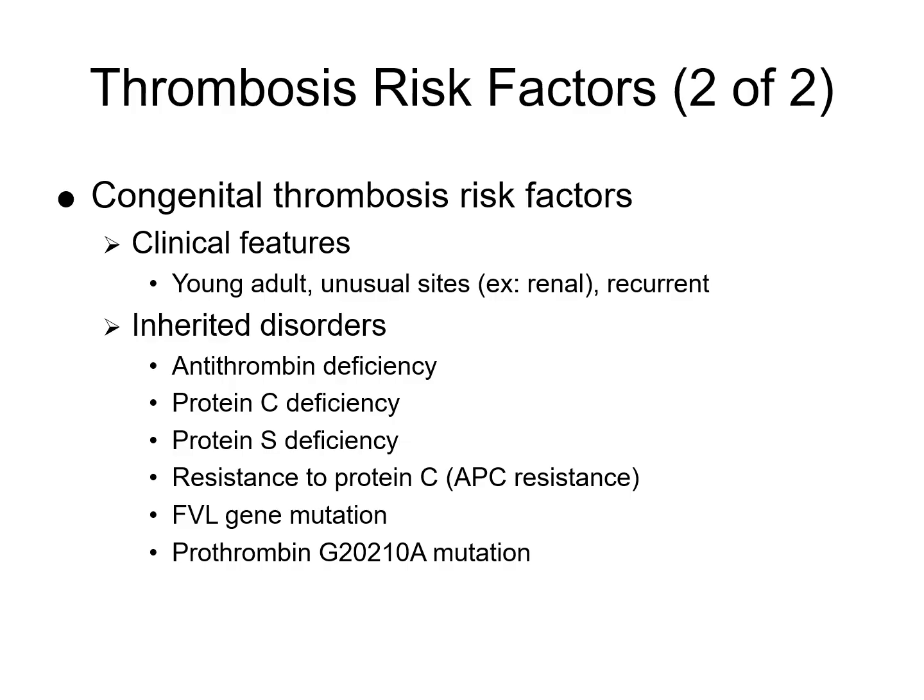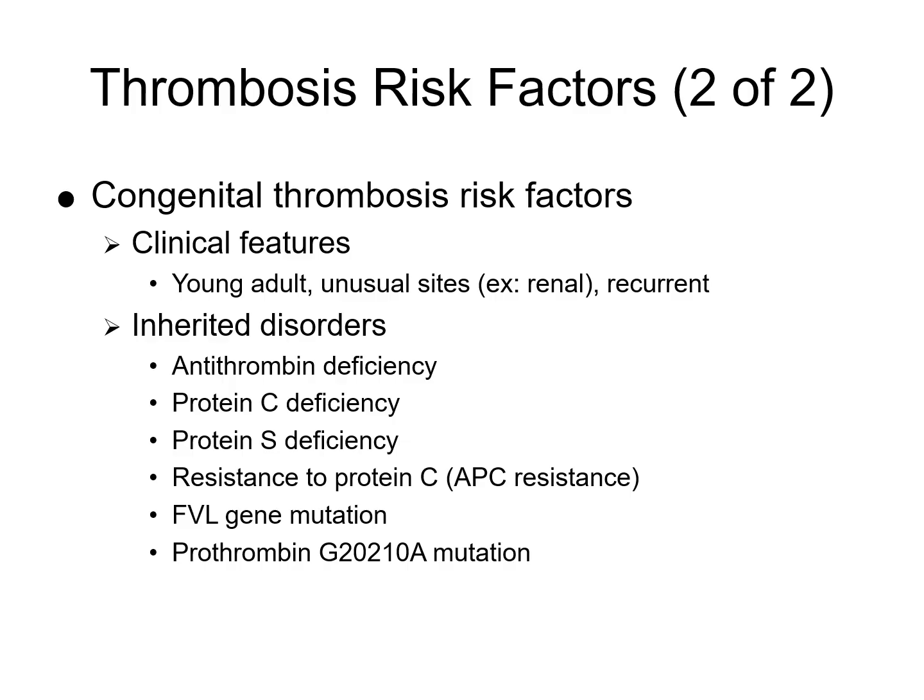For protein S deficiency, protein S acts as a cofactor for activated protein C. Deficiency impairs protein C function and increases that clot risk. Resistance to activated protein C, the most common cause is factor V Leiden mutation, which makes factor V resistant to inactivation by activated protein C, which promotes clot formation.